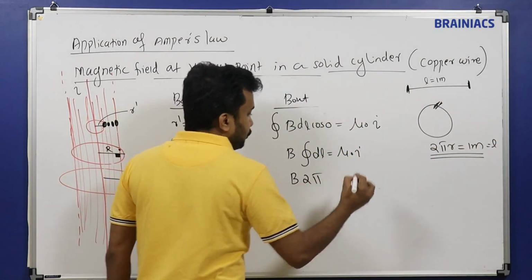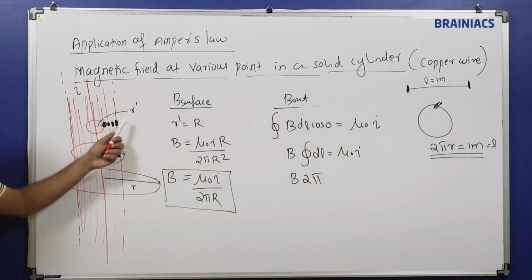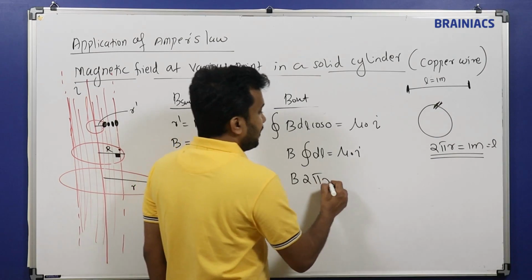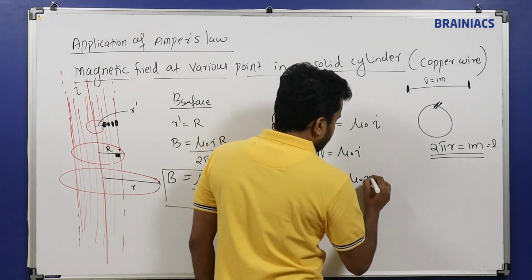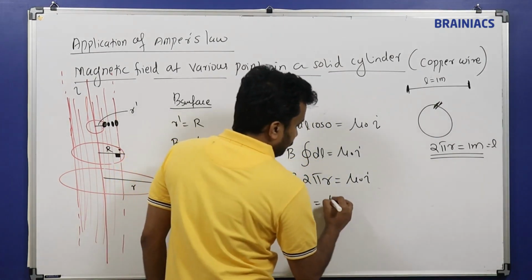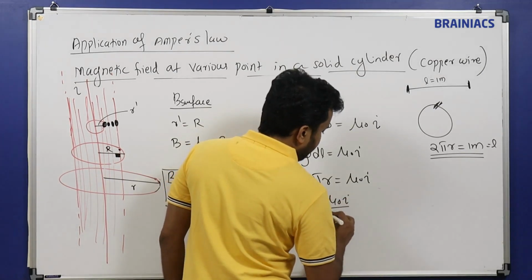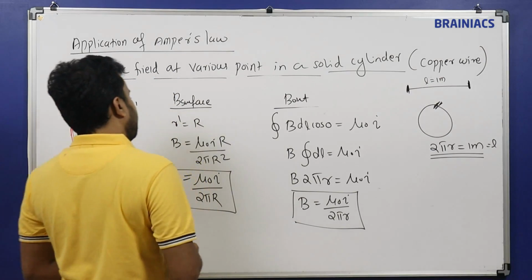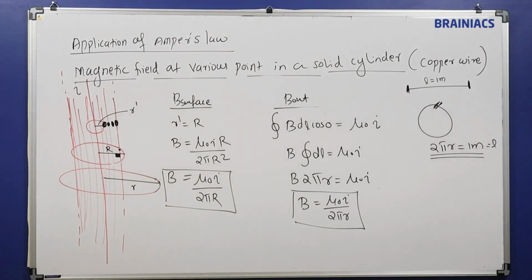That's what we are writing as 2 pi. What comes here, capital R or small r? This small r will come because now we are outside. So B is equal to mu 0 I divided by 2 pi times small r. This is the magnetic field intensity outside.